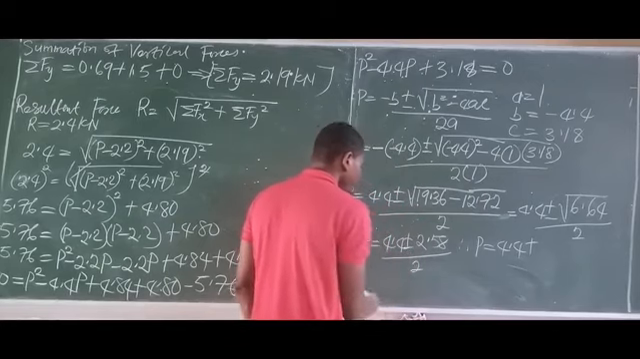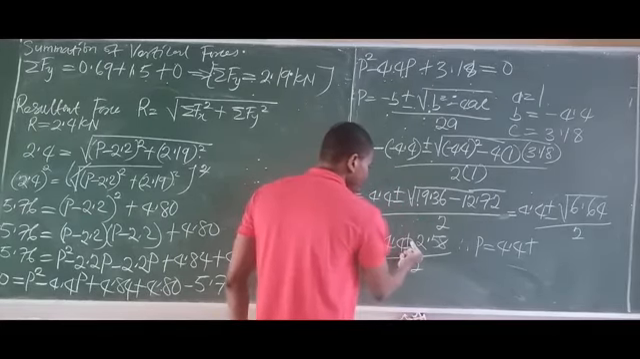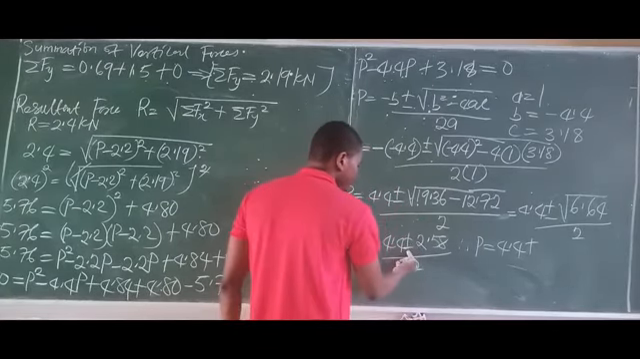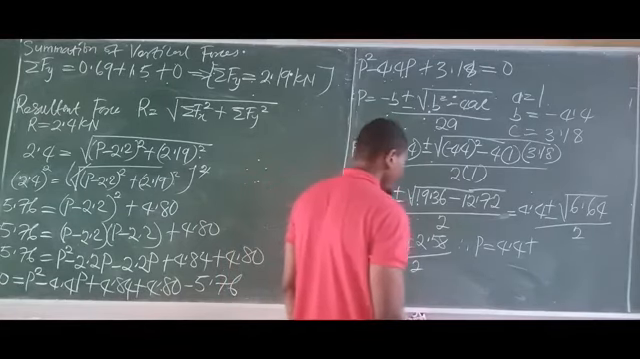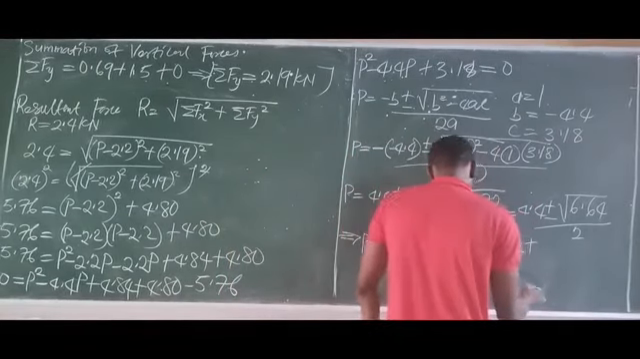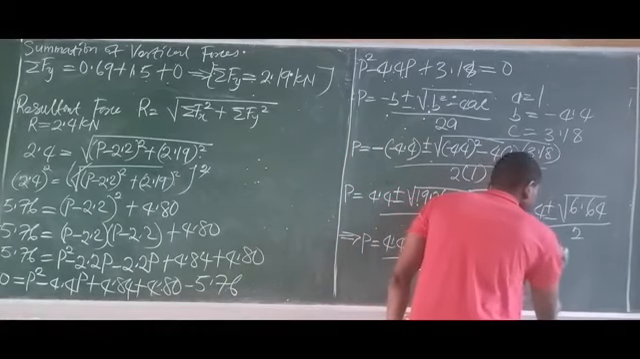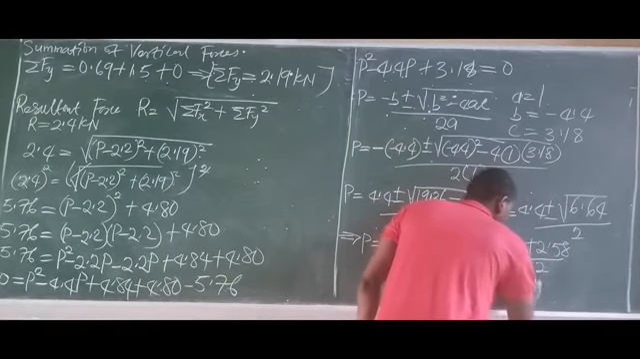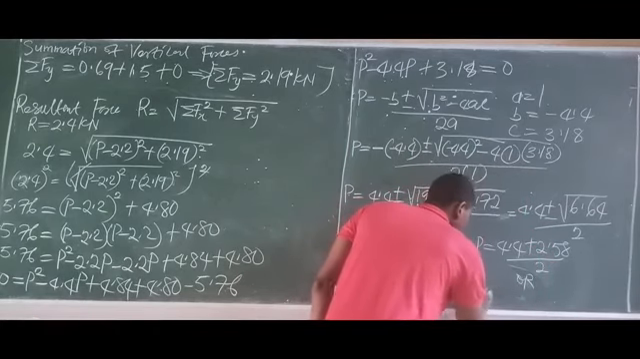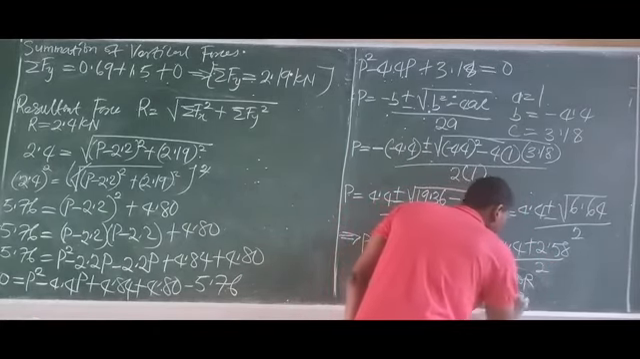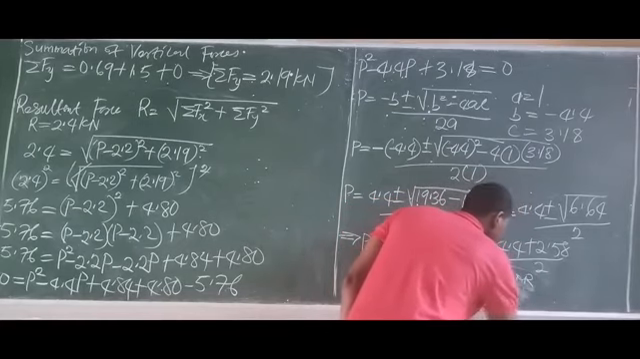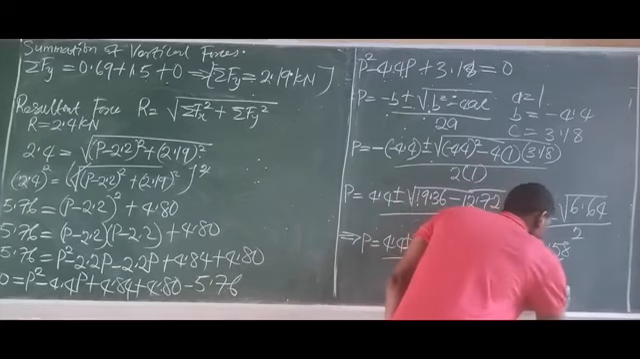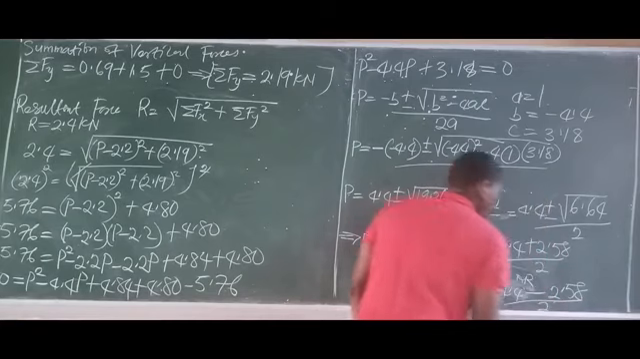Hence, P can be either 4.4 plus or minus, which means P has two values. One lies on the positive arm while the other lies on the negative arm. So let's consider the plus now: 4.4 plus 2.58 all over 2. Or we consider the negative arm: P is equal to 4.4 minus 2.58 all over 2 as well.